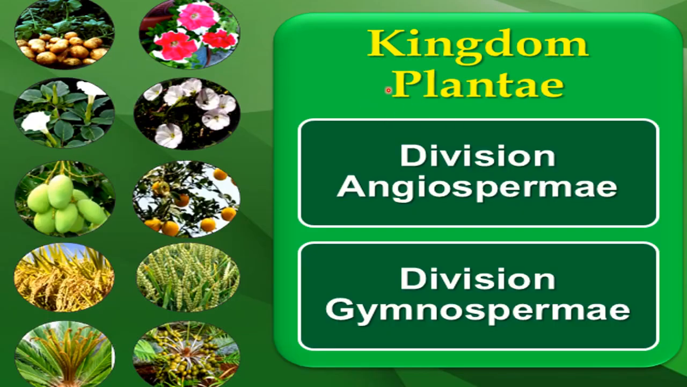Now likewise there is kingdom Plantae. So all the plants will come under the kingdom Plantae, which can belong to various divisions. So you can see here division Angiospermae, Gymnospermae, or there can be Bryophytes, Pteridophytes. All these divisions of the plants belong to the same kingdom. And what is that kingdom? That is Plantae.